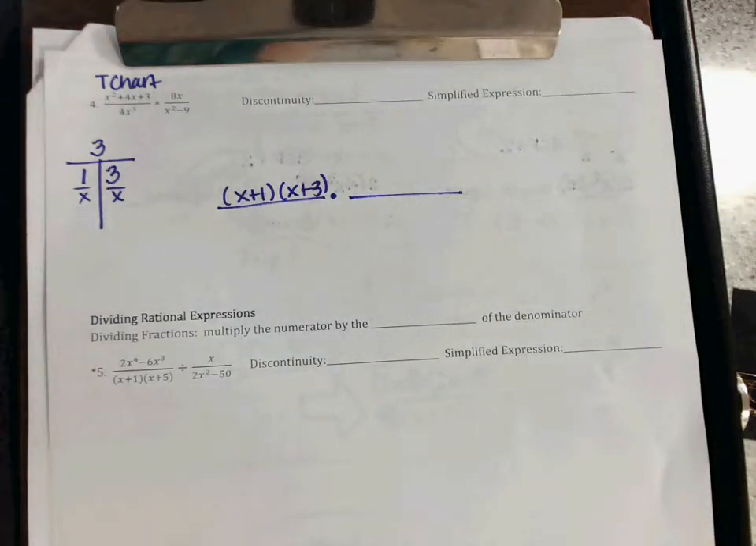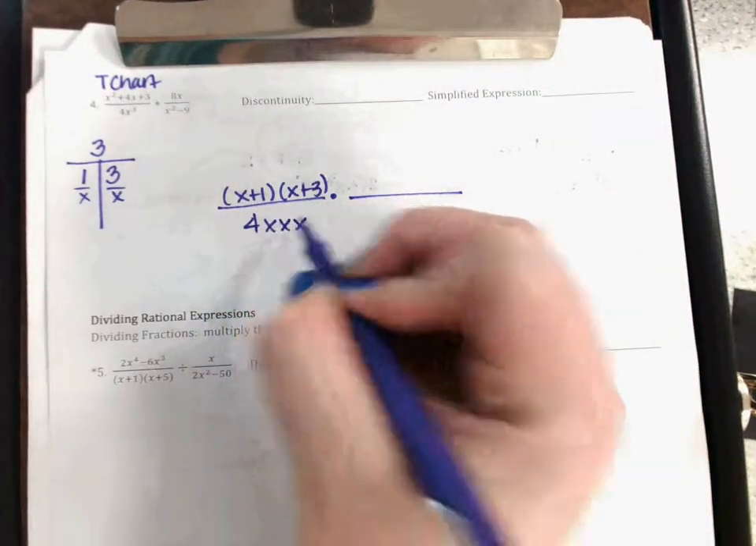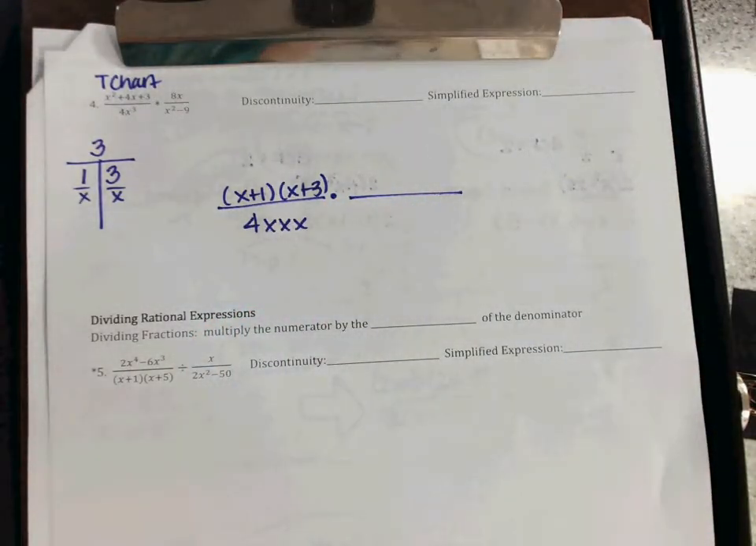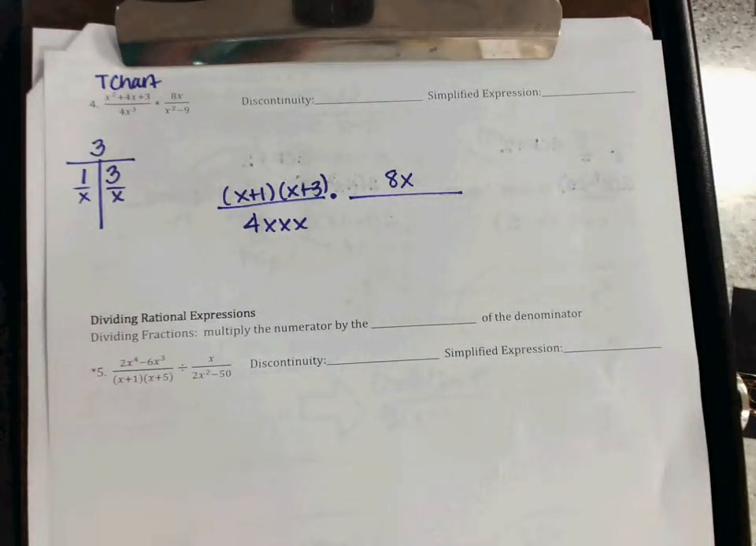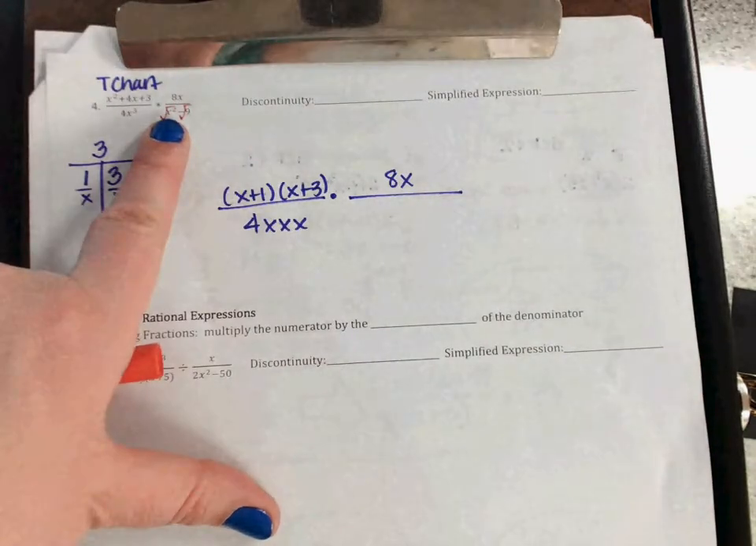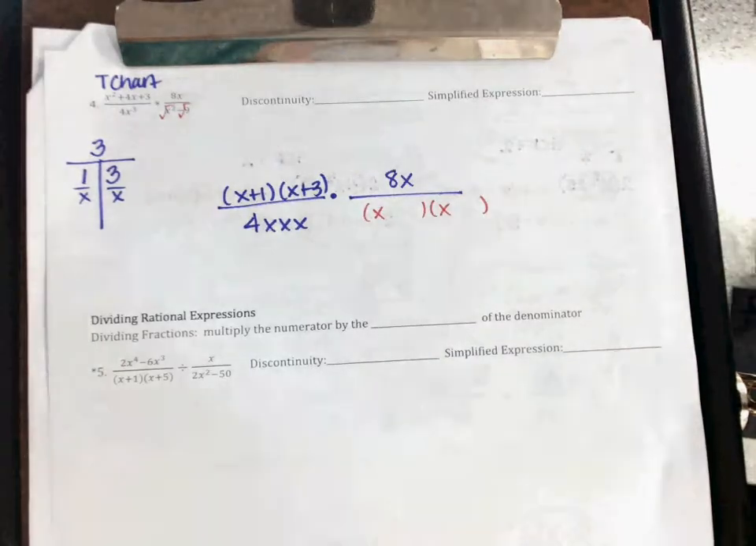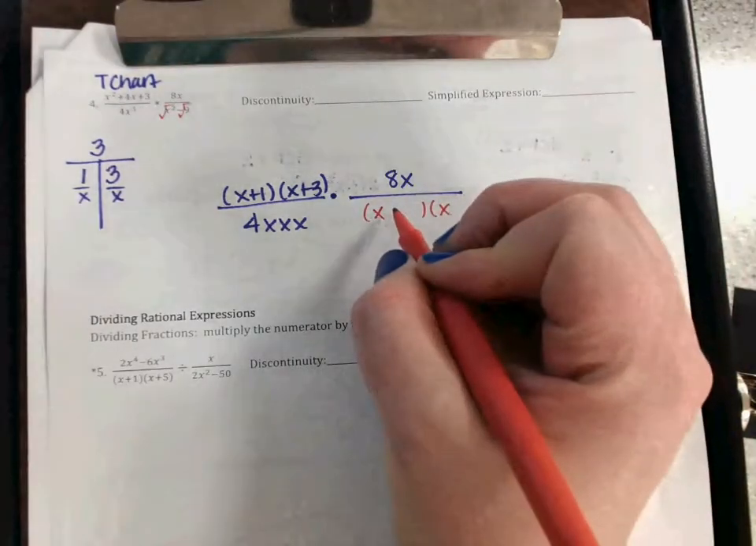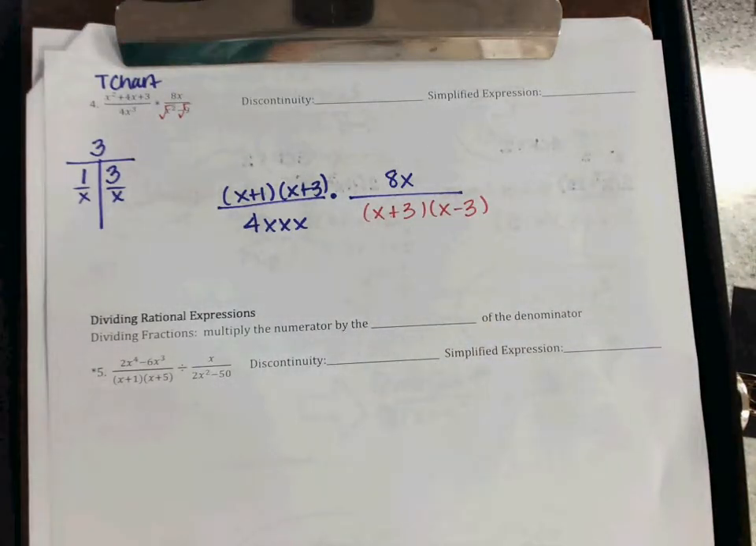Bottom left-hand corner, I have a 4x cubed. So that's 4xxx. Top left-hand corner, I have an 8x. And then bottom right-hand corner, what method are we going to use for this one? Square roots. Very good. Square root of x squared is just an x. And then square root of 9 is what? Plus 3 or minus 3. Very good. Then from there you look through to see what can cross out.